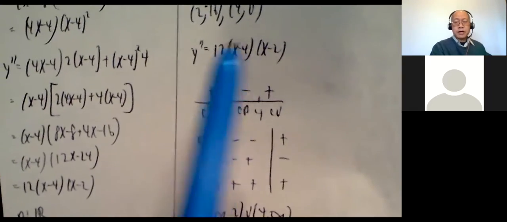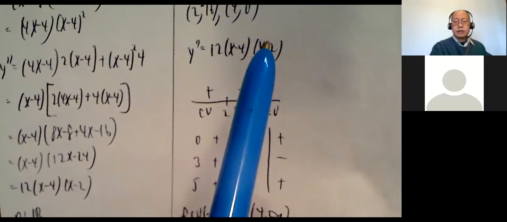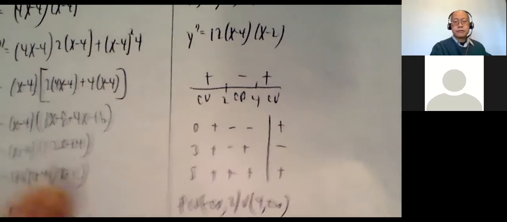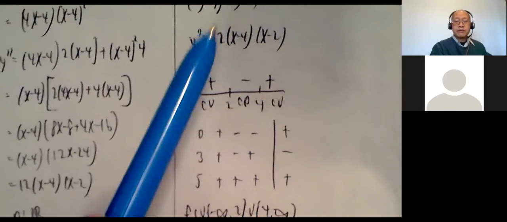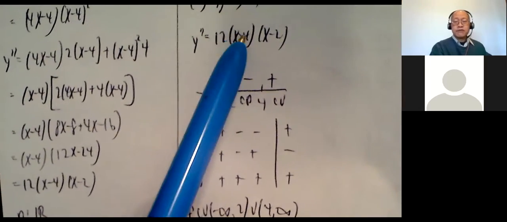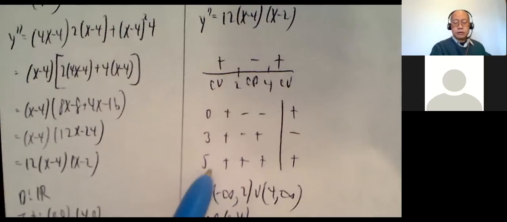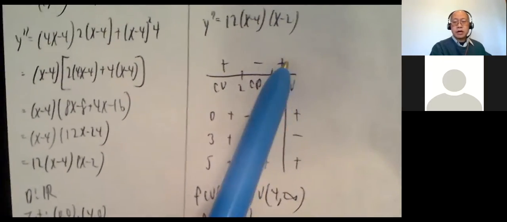3 times 12 is positive. 3 minus 4 is negative. 3 minus 2 is positive. So I have one negative that makes the whole thing negative. And finally, 5 times 12 is positive. We already know that. 5 minus 4 is positive. 5 minus 2 is positive. So I'm multiplying only positives, positive.